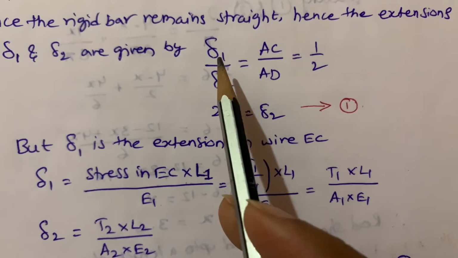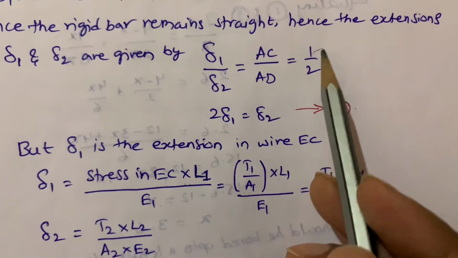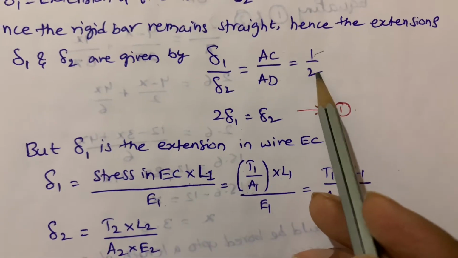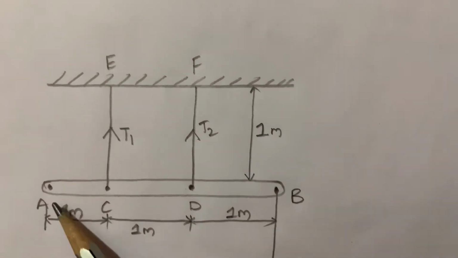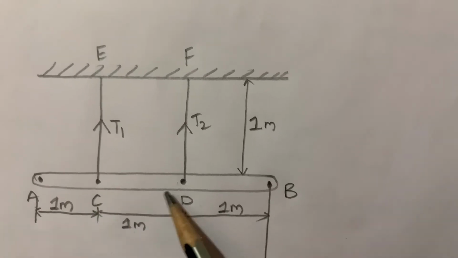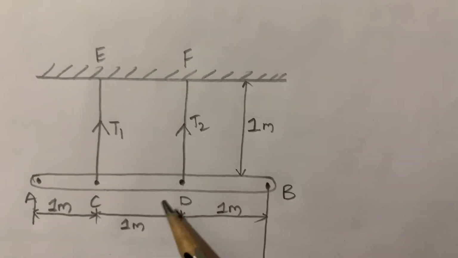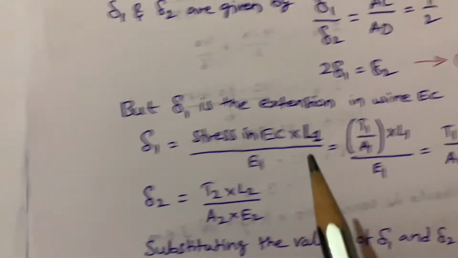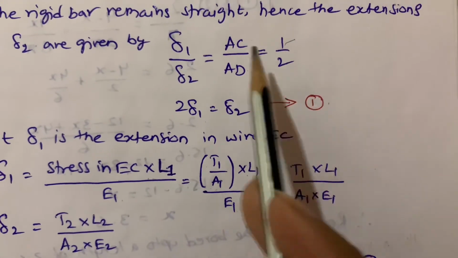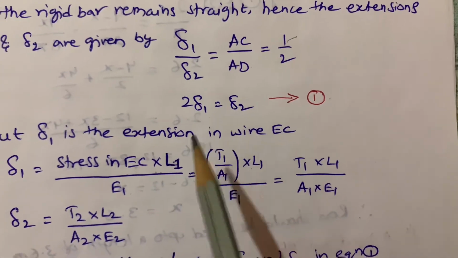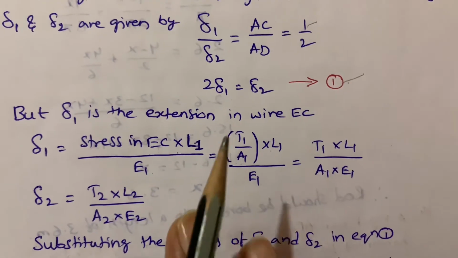So AC is 1 meter length and AD is 2 meters length, from here to here, 1 plus 1. So I wrote this equation like 2 into delta 1 equal to delta 2. I am considering this as equation 1.